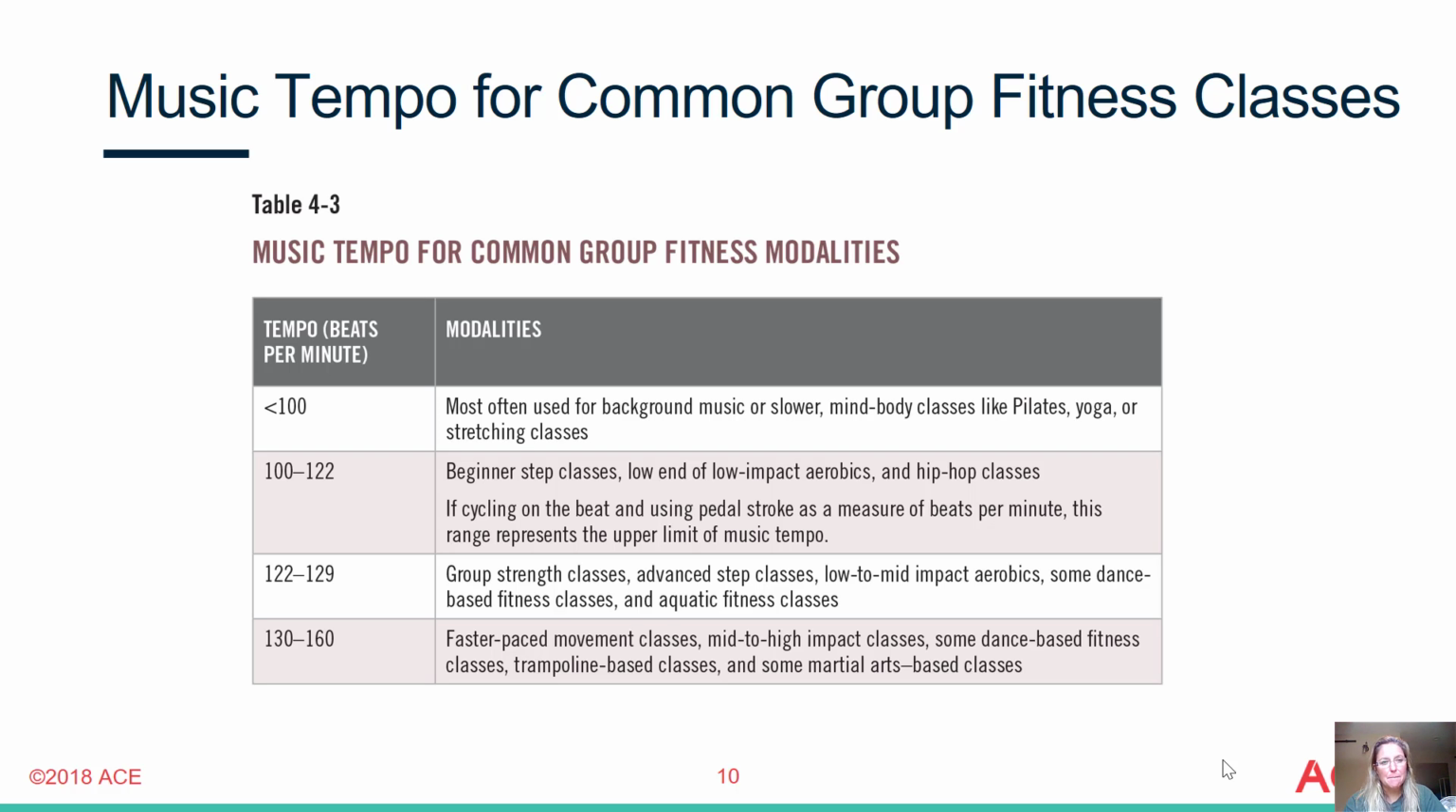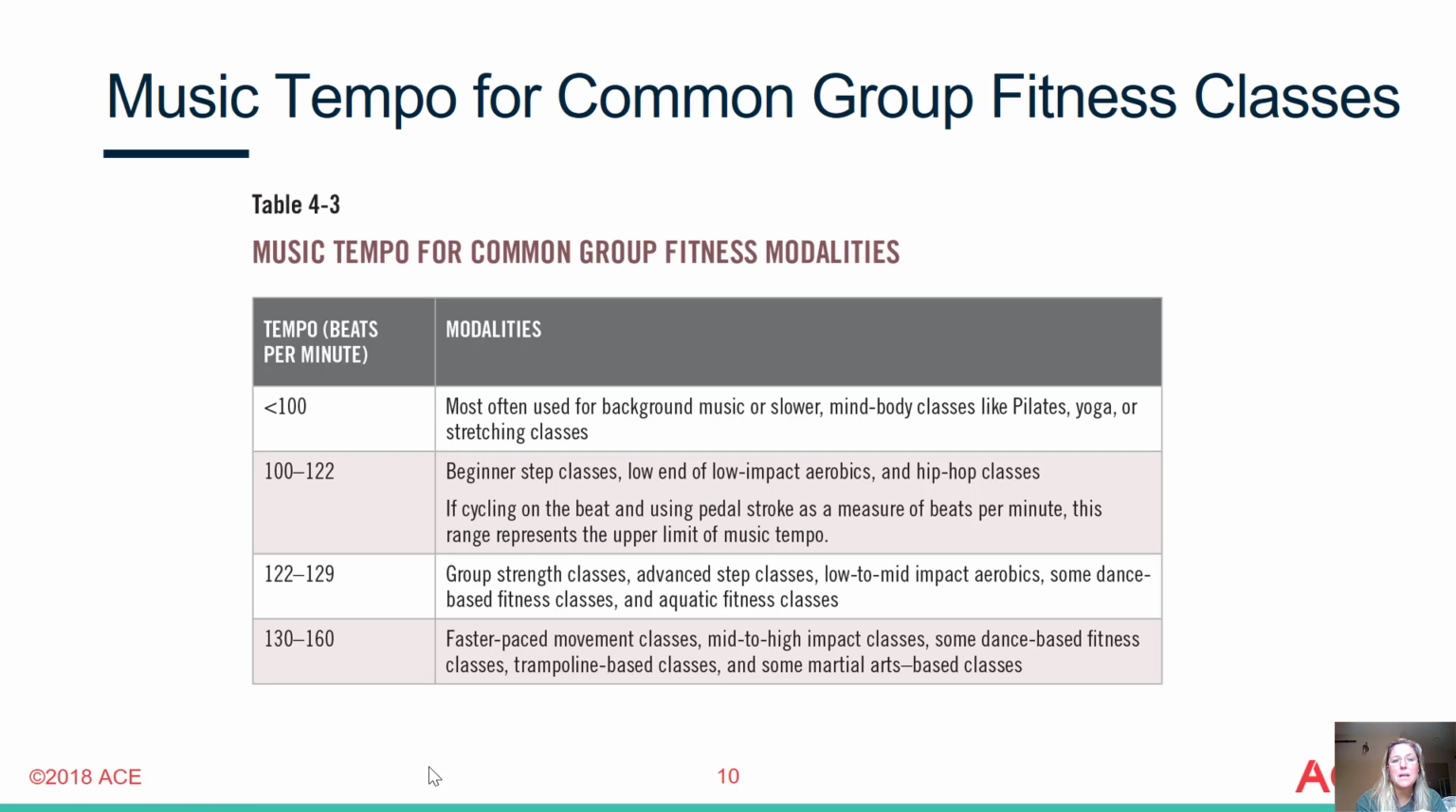As far as tempo, how fast should our speeds be? You can see the general guidelines and the types of modalities and classes that use those particular tempos. So, 100 to 122 beats per minute you can see are more for the beginner step classes, the low impact aerobic classes and hip hop. If they're cycling on the beat and using pedal stroke as a measure of beats per minute, this range represents the upper limit of the music tempo. Then you can see as the speeds increase, the types of classes change as well. So this is just a general guideline.